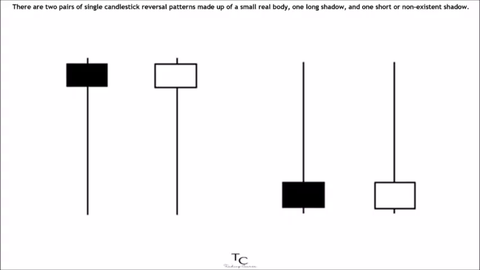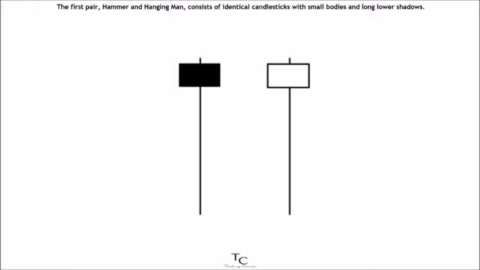There are 2 pairs of single candlestick reversal patterns made up of a small real body, one long shadow, and one short or non-existent shadow. Generally, the long shadow should be at least twice the length of the real body, which can be either black or white. The location of the long shadow and preceding price action determine the classification.